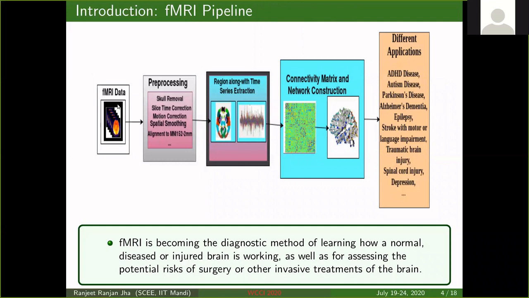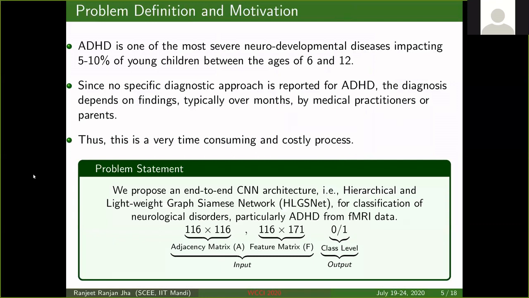Now come to the fMRI pipeline. So this is the overall pipeline. We have fMRI data, then we have several pre-processing steps, like skull removal, slice time correction, and so on. Then we have region-wise time series extraction. Here we parcellate the brain into different regions. Then for each region we have an average signal, and based on that signal we construct this connectivity matrix. So this is the visualization of the connectivity matrix among all the regions, and this connectivity matrix would be used for different applications. So these are the several applications for this connectivity matrix.